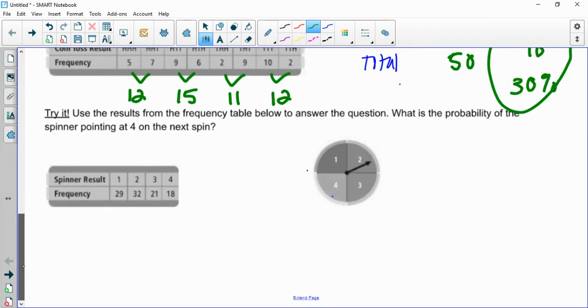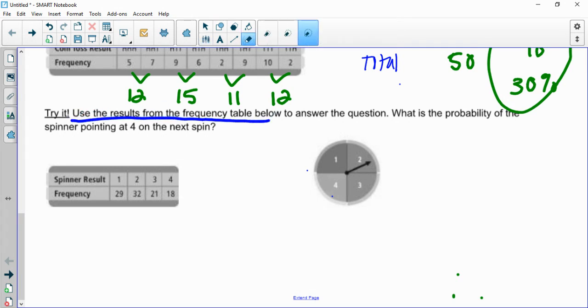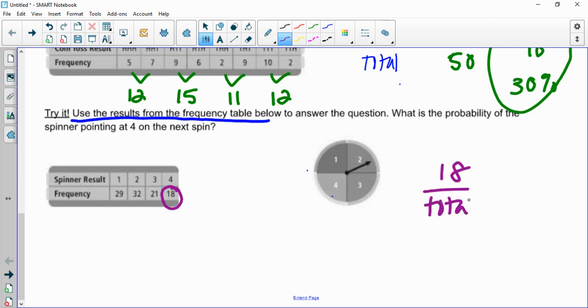Then we're going to look right down here at this last one about the spinner. It says use the results from the frequency table below to answer the question, what is the probability that the spinner is pointing at 4 on the next spin? If it just said use the picture, you would say 1/4, because there's only one 4 and there's 4 pieces. But because it says we have to use the table, in the table we need to find the number of 4s, which was 18, and put that over the total in the table.